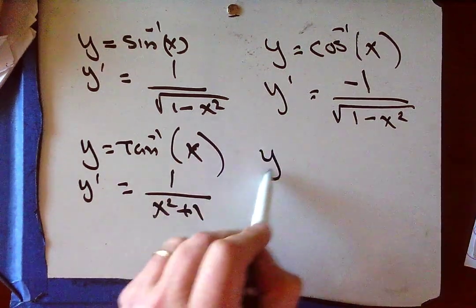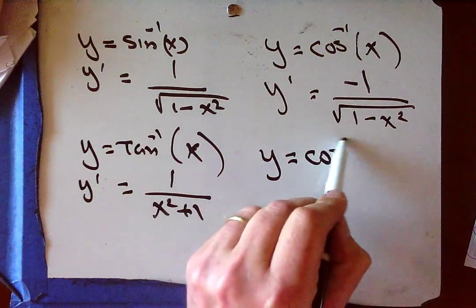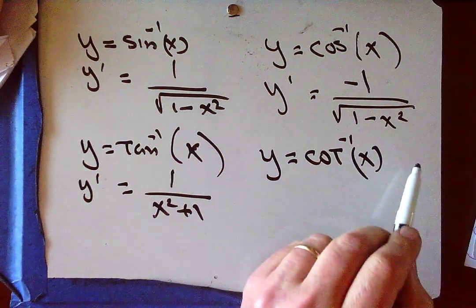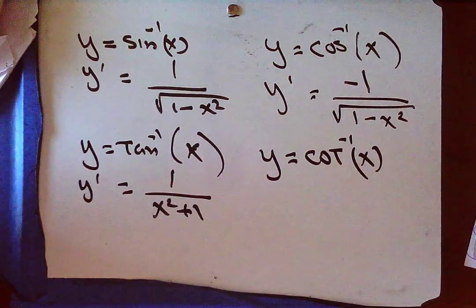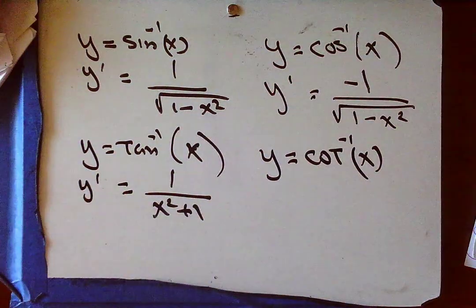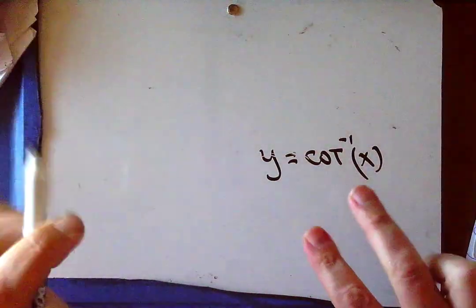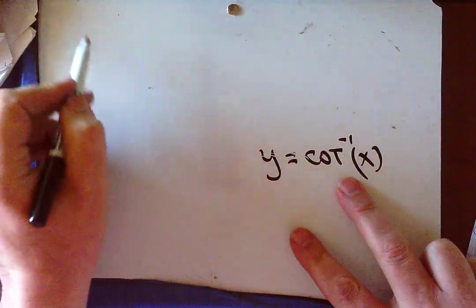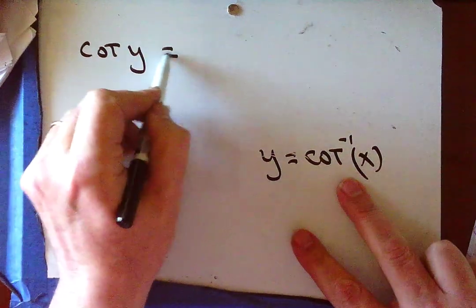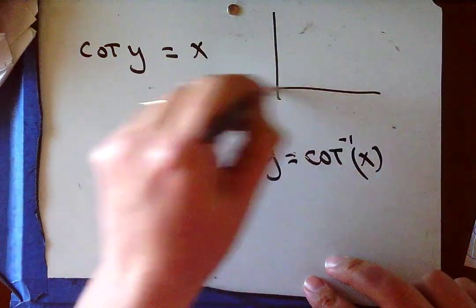Will you tell me what the derivative of cotangent inverse is? All right, pause the video, give it a try. Hey, welcome back, everyone. So we want to see if we can find the, all right, cotangent y equals x. I draw that triangle.